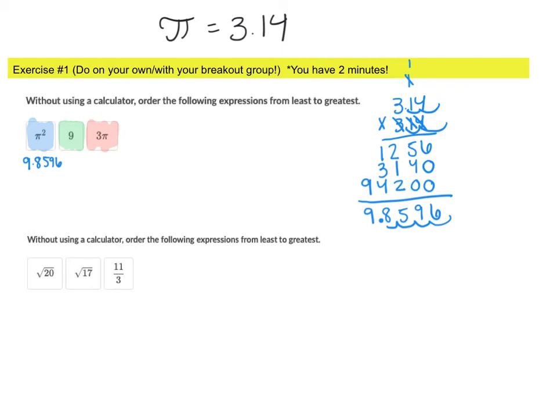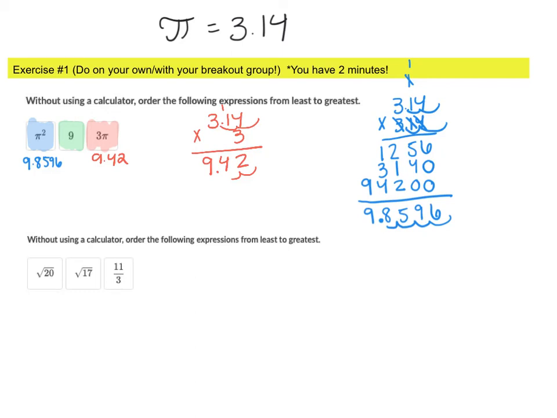So I'm going to be doing 3.14 times 3. 3 times 4 is 12. 3 times 1 is 3, plus 1 is 4. 3 times 3 is 9. And I'm moving 2 decimal spaces in, so this is 9.42. So now that I have all these numbers out, I'm going to list them from least to greatest.